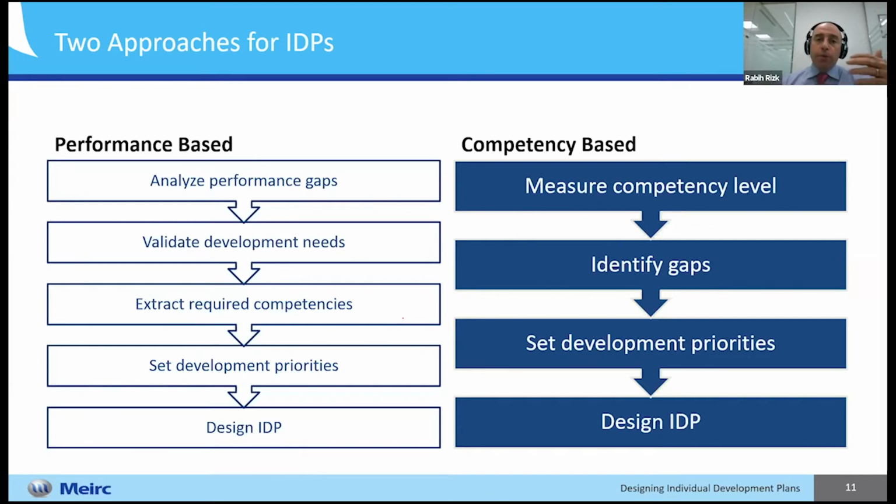So when we talk about performance, we're talking about an organization that already has a performance management system where every employee is assigned quantifiable objectives by the beginning of every fiscal year or every calendar year, toward which they need to progress, assuming or hoping at least that by the end of year they reach the expectations. So when you have this, you start by analyzing those performance gaps, again, for the population targeted with the IDP initiative.